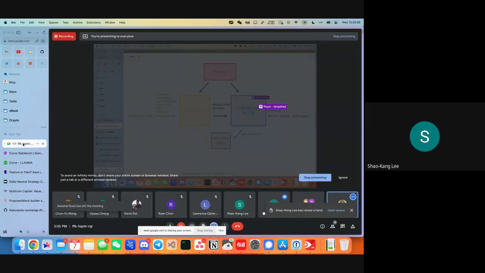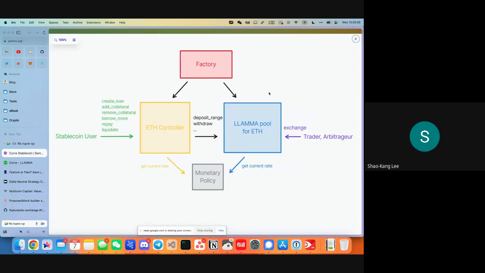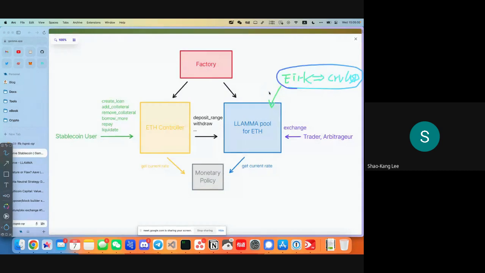Paco, if we deploy another Llama pool for Curve, are those the same Curve USD or a different Curve USD? Same USD. Okay, thanks. So only one stablecoin.